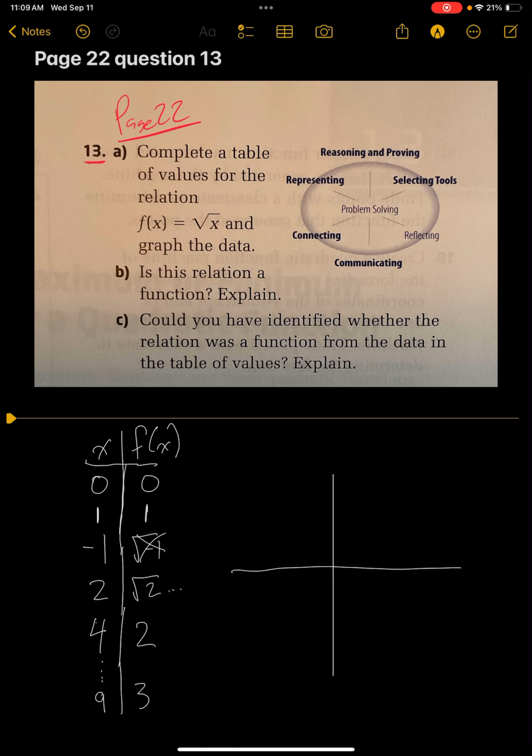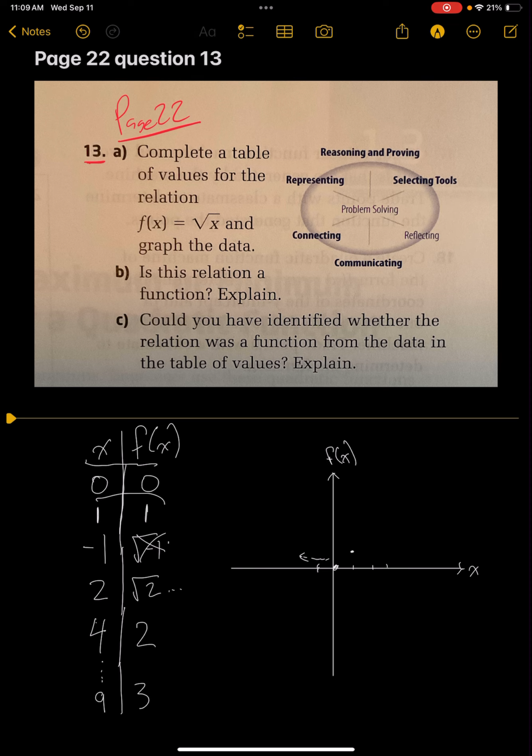So how does this graph look? I have this graph, and I know that x can equal 0. X cannot be anywhere negative because I get the square root of a negative number. I can't do it. But when x is 1, f at x is 1. So this is x. This is, just like y, this is f at x. 2 is root 2. That's kind of hard.